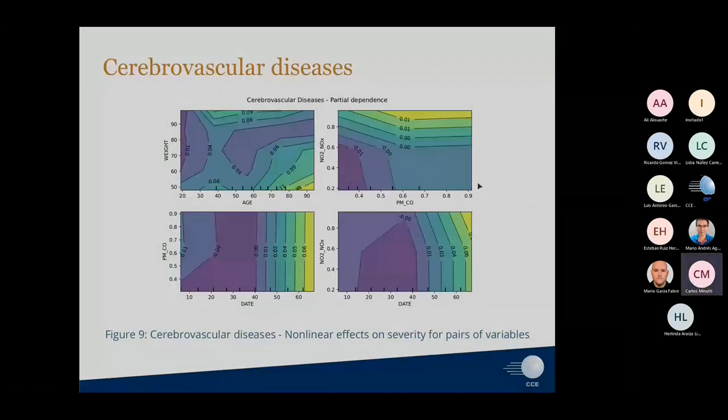For cerebrovascular disease, we again found that the smaller weight is the one with the larger risk. And with the presence of PM, CO, and NO2, the largest person is the one with higher risk. We also see an increase in risk from the pollutants along the date.